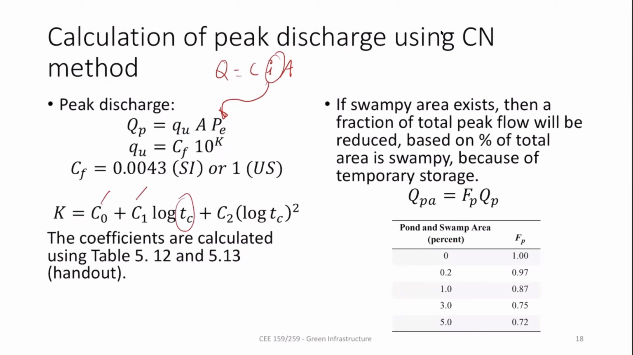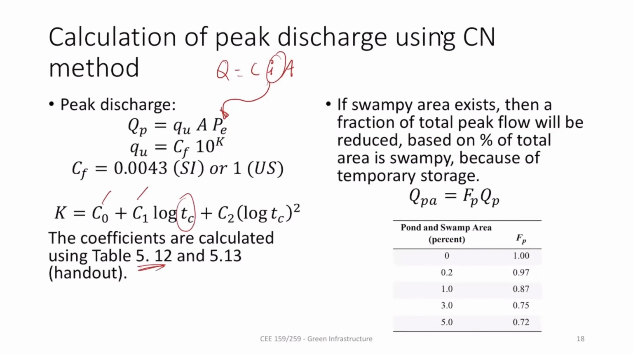So how long before the rain peak appears. This C0, C1, C2, you can get from the table of coefficients. Again, this is the table handout that I provided, and we'll solve one example. That way you can calculate the maximum peak discharge.